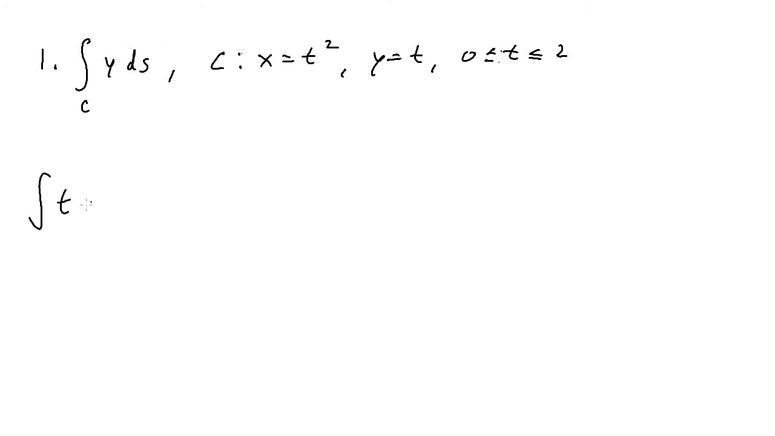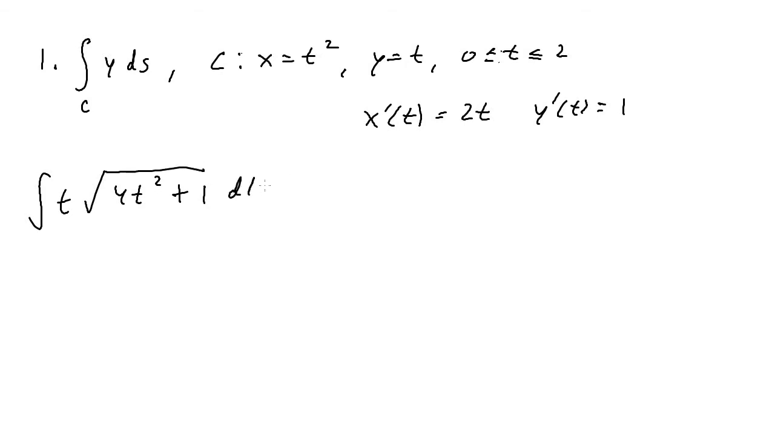Now remember, ds is going to be equal to the square root of x prime of t squared plus y prime of t squared. So if x is equal to t squared, then x prime of t, or x prime, is going to be equal to 2t, since we're just taking the derivative of the x equation. And so x prime of t squared is going to be 4t squared, and then plus y prime of t squared. So if y equals t, then y prime of t is going to equal 1. So then 1 squared is just 1. So we have square root of 4t squared plus 1, and don't forget we do have dt on the outside. And the t bounds are from 0 to 2, so we're going to put from 0 to 2.